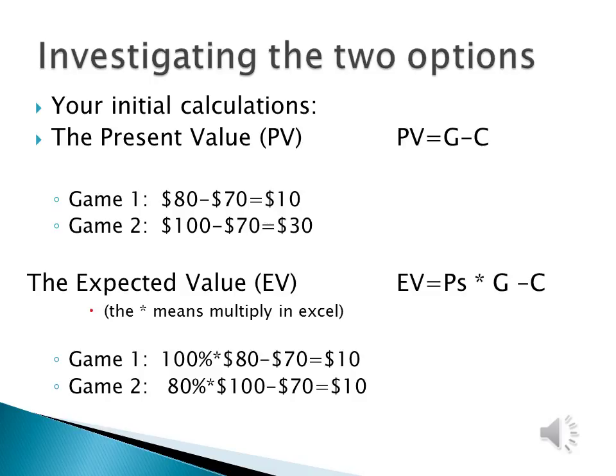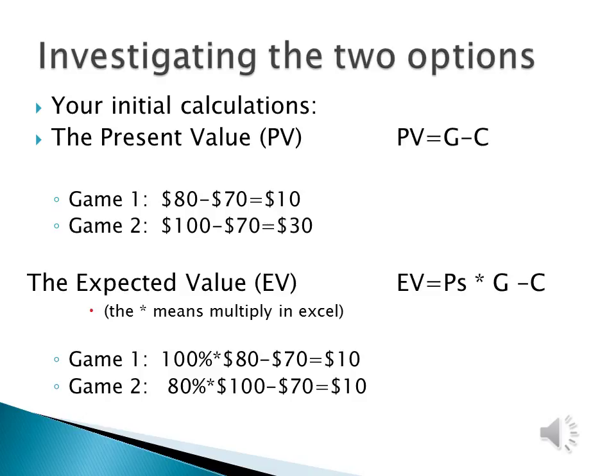As we said, game number one, we acquired, the gain is $80, the cost is $70, so therefore the present value is $10. Game two, the gain is $100, the cost is $70, so the present value is $30.